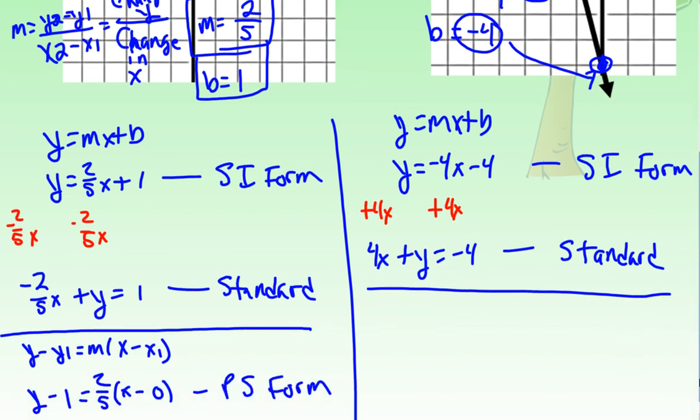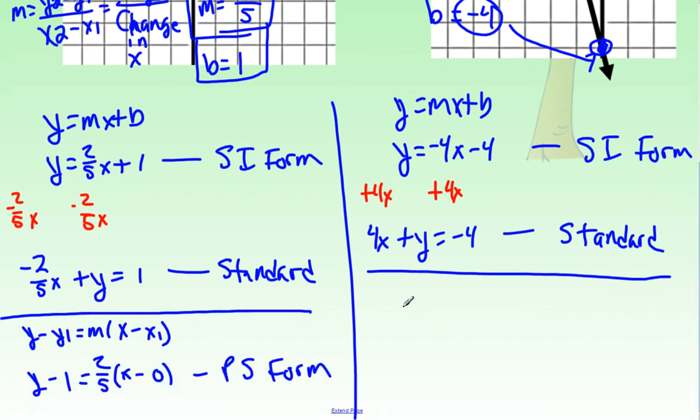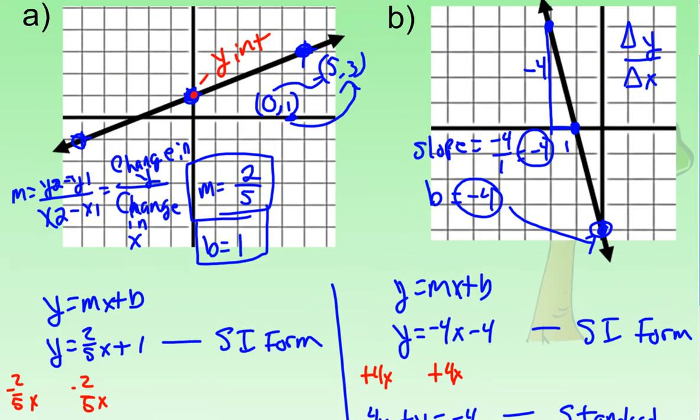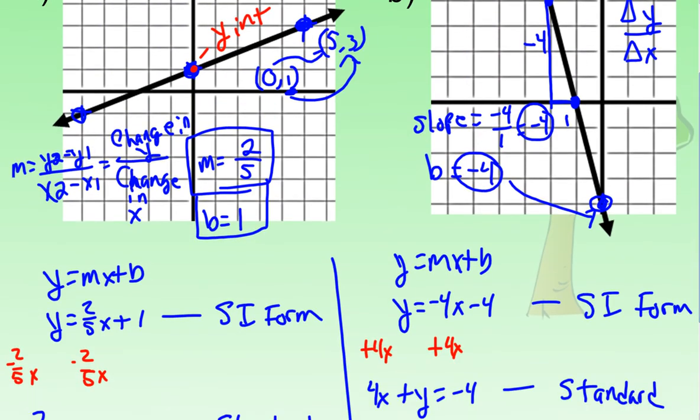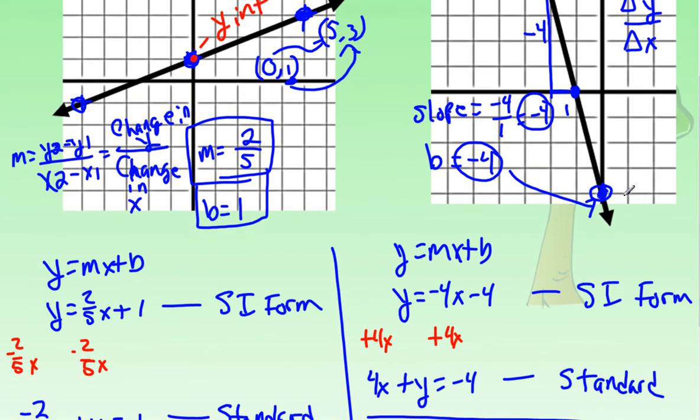And as a bonus, to get to point slope form, that's y minus y1 equals m times x minus x1. I'm going to get y minus, which y value? I'm going to use the, yeah, sure. I'll use the y-intercept. So this is the point (0, -4). There.